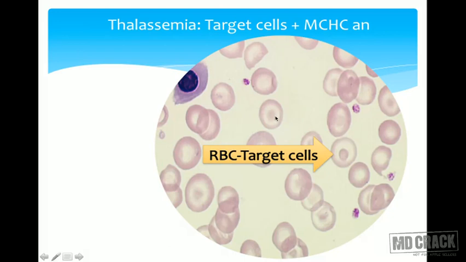So have a look at this classical picture: target RBCs with the central area of hemoglobinization. There can even be a nucleated RBC. Don't think it is a lymphocyte, it is a nucleated RBC. See the hemoglobinized cytoplasm. So a nucleated RBC can also be seen.